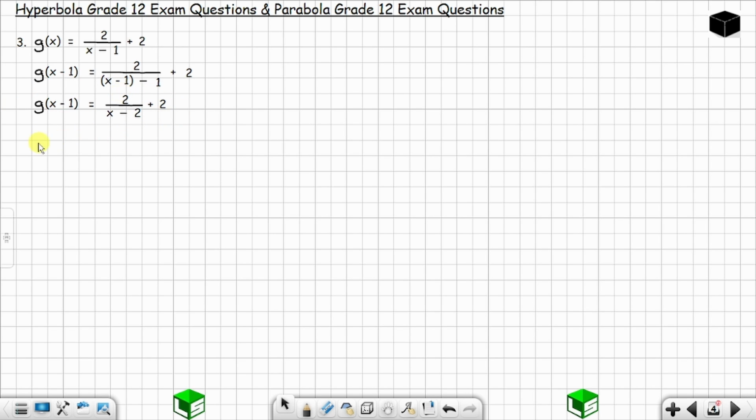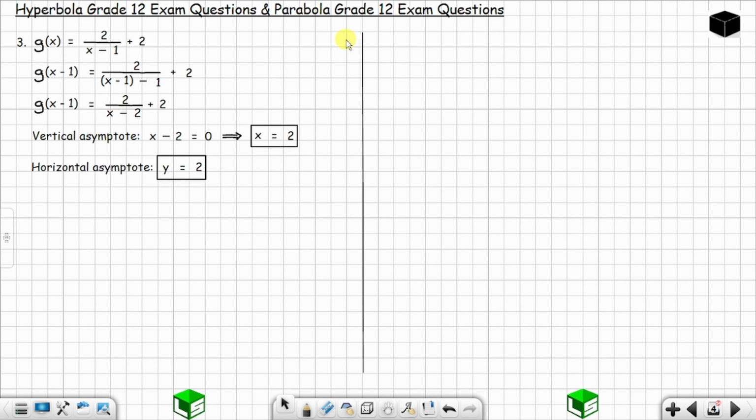To get the vertical asymptote, as always, take what you have there, x minus 2. You equate it to 0 and you solve for x. So negative 2 to the right, x is equal to 2. So this is the vertical asymptote. The horizontal asymptote is y is equal to what you have there, 2. As simple as that. So this is the horizontal asymptote. We have solved question 3.